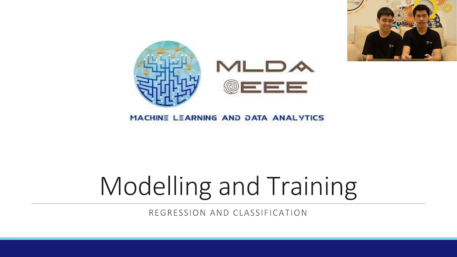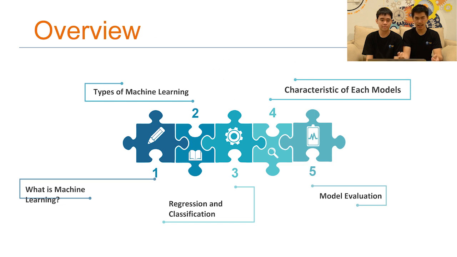So first, let's discuss what we are going to discuss today. First of all, what is machine learning. Secondly, we are going to discuss different types of machine learning, specifically regression and classification. After that, we're going to discuss the characteristics of each model, and lastly, the model evaluation.